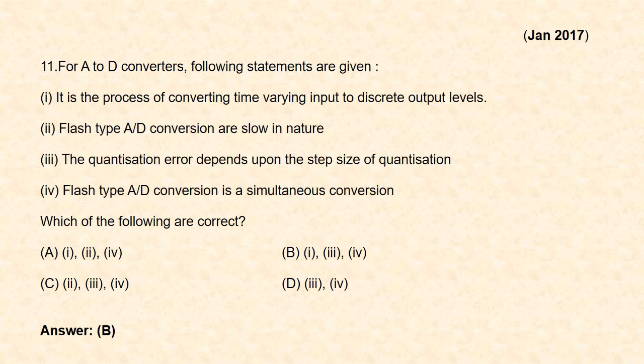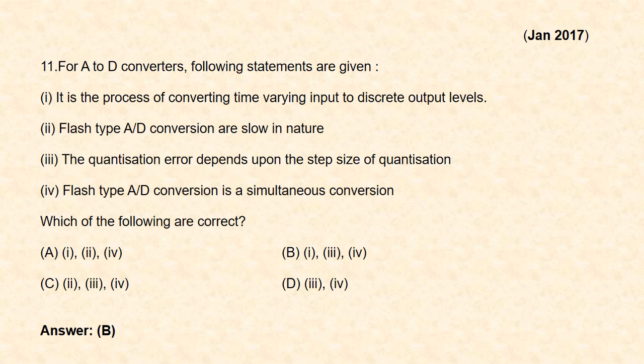Next question. This question was asked in Jan 2017. For analog to digital converters, following statements are given. First statement, it is the process of converting time varying input to discrete output levels. Next statement, flash type analog to digital conversion are slow in nature. Third statement, the quantization error depends upon the step size of quantization. Next one, flash type A to D conversion is the simultaneous conversion. Which of the following statements are correct?